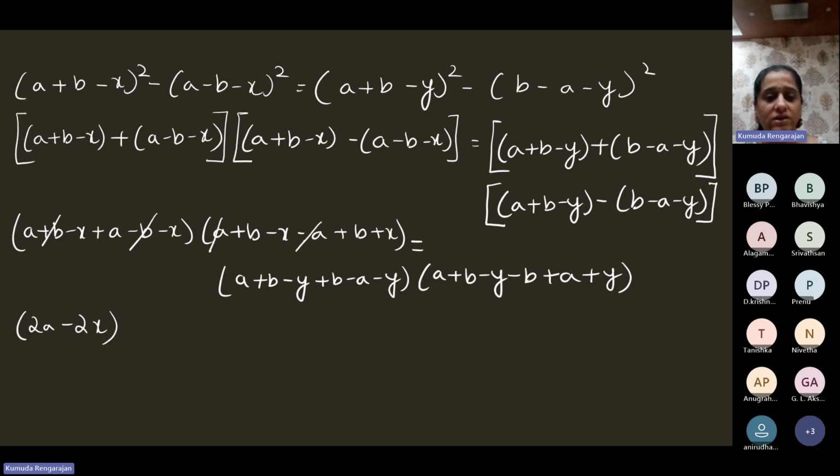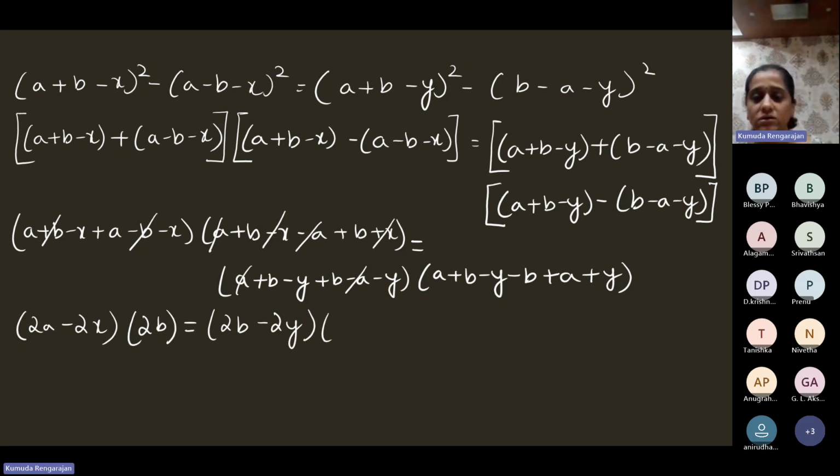Here, a minus a cancels, minus x plus x. So b plus b, 2b, into 2b is equal to a minus a. So we have b plus b, 2b, minus y, minus 2y. Here, minus y, minus b plus b. So we have 2a. Okay, so 2b. Now you can take out 2 common also here. I'll just put this 2b in the front, children. Now 2b into, here I'm taking out 2 common, a minus x.